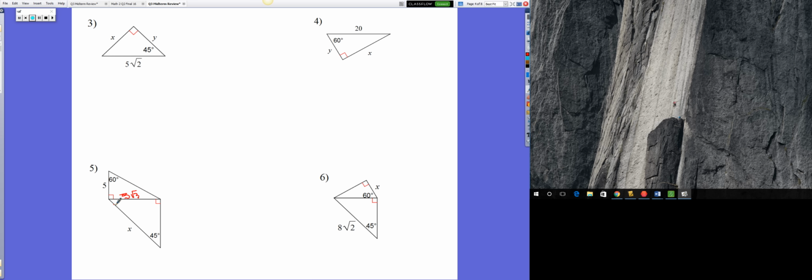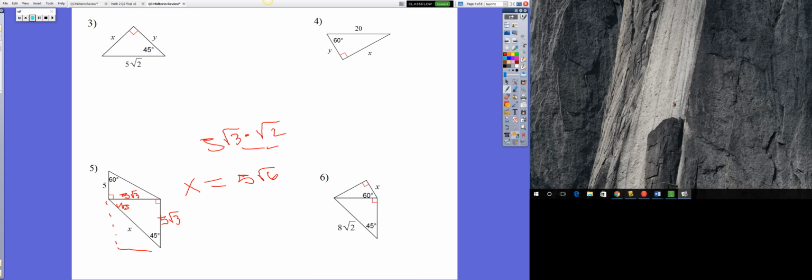Okay, now 45, 45, this is a square, so that's 5 square roots of 3, and the diagonal is going to be 5 square roots of 3 times a square root of 2, and these play together, so it's 5 square roots of 6 is the value of x.